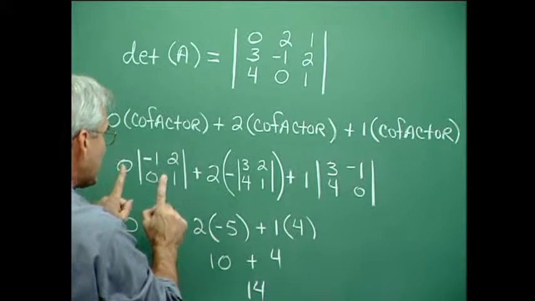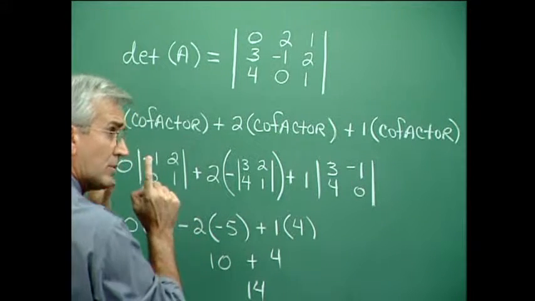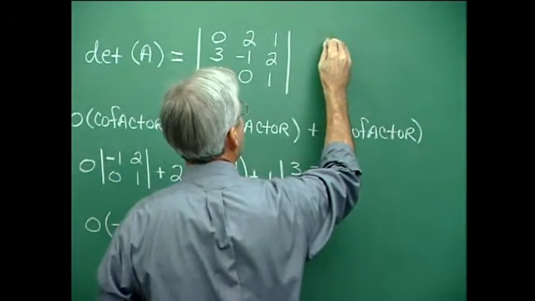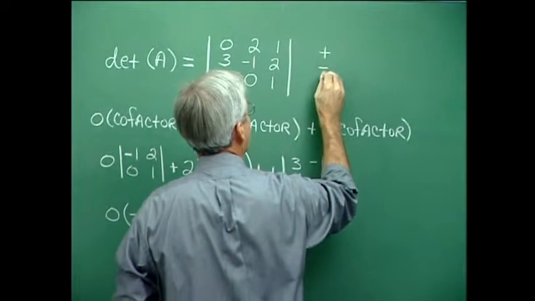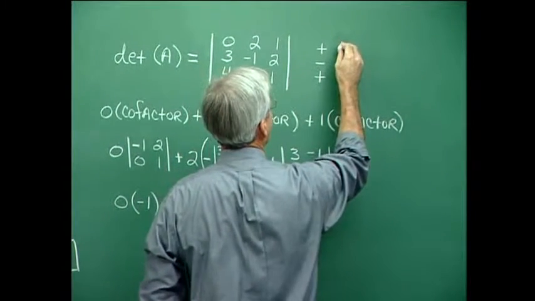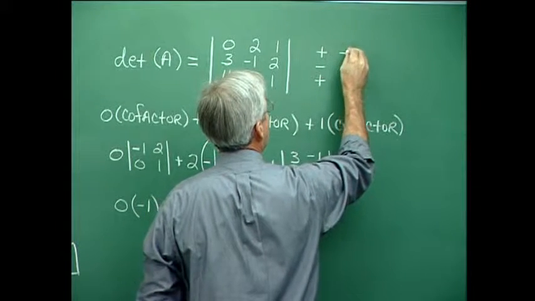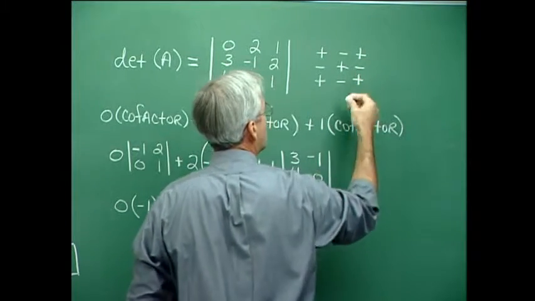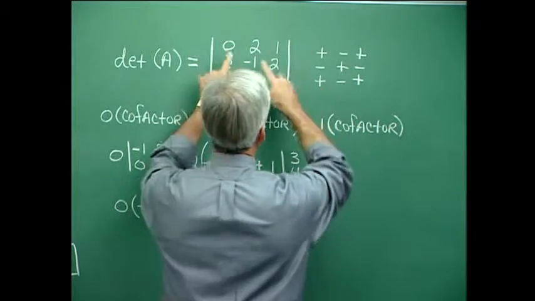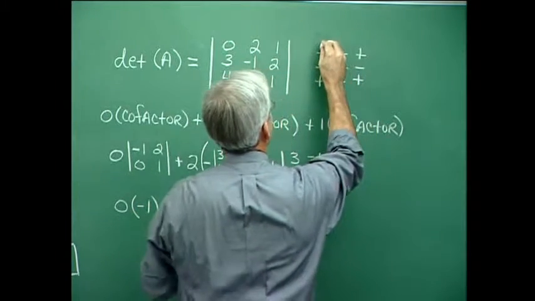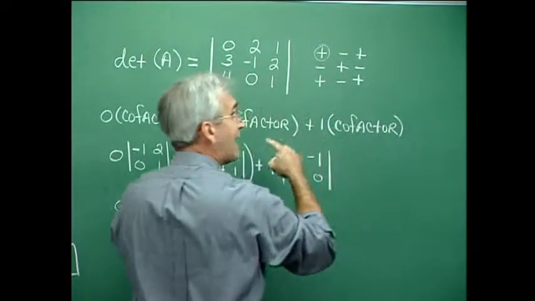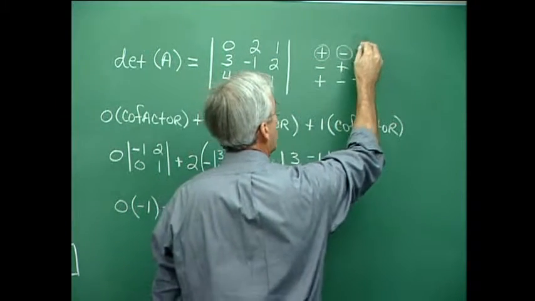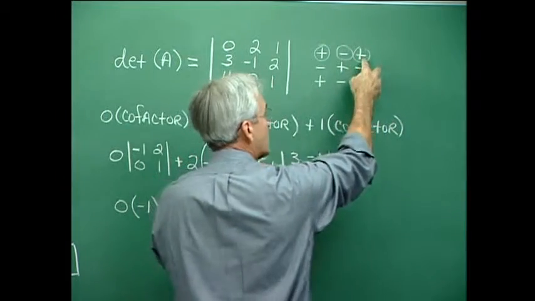Now, I mentioned that there is a sign pattern here that's important. Let me write it up here. It's plus, minus, plus. It's just an alternating pattern all the way across the array of numbers. And then minus, plus, minus, and then plus, minus, plus. You see, an alternating sign pattern. So when we're going across the top row, the sign for the cofactor is plus, and then the sign for the cofactor of the item in the next position is minus, and then the sign associated with the cofactor in this position is plus.